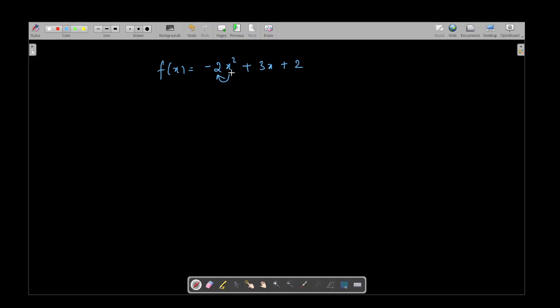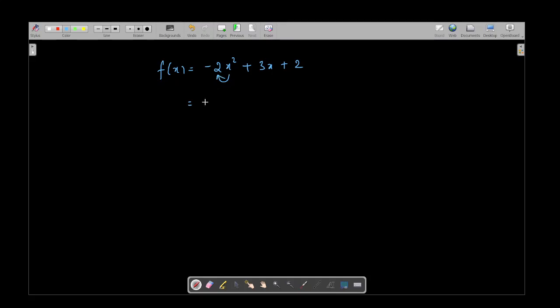So here the coefficient of x² is -2. Before applying the completing square method to any quadratic polynomial, we have to make sure that the coefficient of x² is always 1. So here the coefficient is -2. How to make the coefficient of this quadratic polynomial 1?